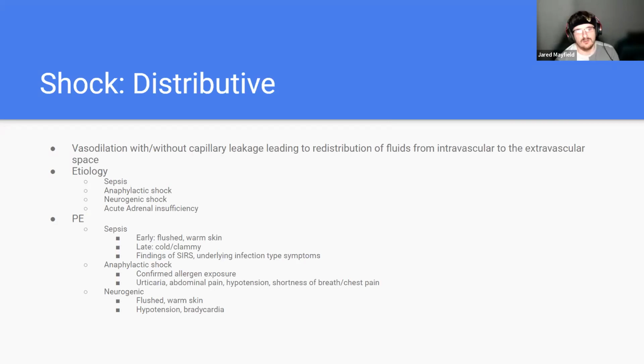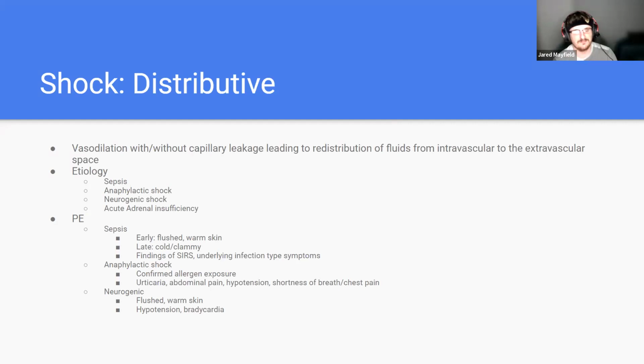Anaphylactic shock, you'll hear or see a confirmed allergen exposure, and you'll see urticaria, abdominal pain, hypotension, and/or shortness of breath or chest pain. And it needs to be known that in anaphylaxis that precedes shock, you can have one of the four. You don't need all four. So keep that in the back of your mind when you're on your rotation, if you're concerned for anaphylaxis of some sort, because it is a medical emergency, they can have just one of the four present, and it should send alarms off in your head.